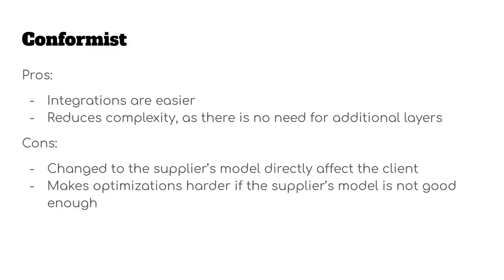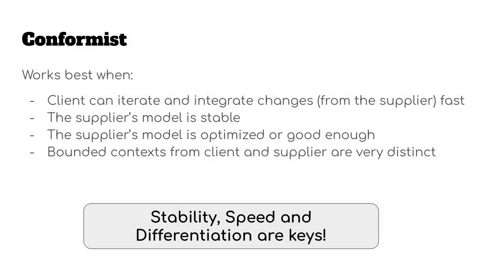On the other hand, as a result of this voluntary loss of autonomy, changes to the supplier's model directly affect the client, and if the client has a need for a specific type of optimization, it will have to convert the supplier's model, thus always obtaining a suboptimal solution. In short, this pattern works best when the client can assimilate changes from the supplier quickly or when the supplier's model is stable. It also helps when both bounded contexts have clear and distinct sets of responsibilities.